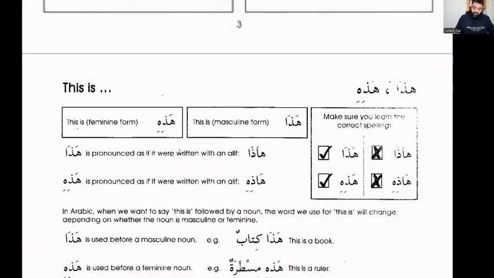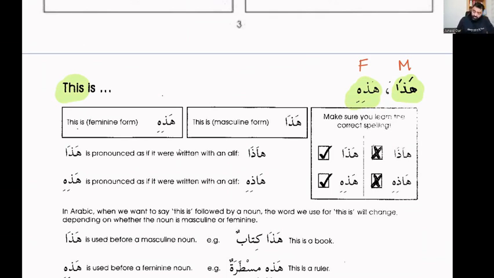So our next lesson is the word هذا. Repeat it after me: هذا, هذا, and then هذه, هذه. Okay. They both mean this. But the هذا, which you said first, is male, and the هذه is female.